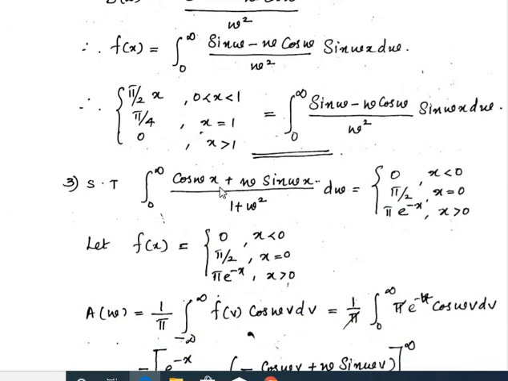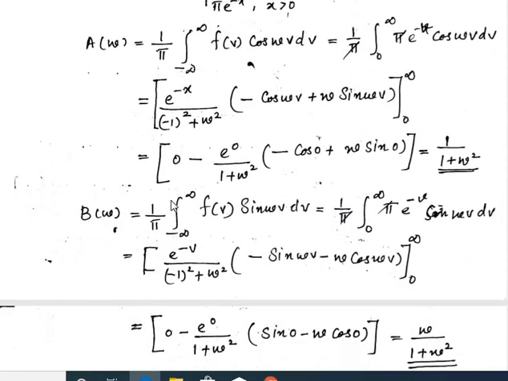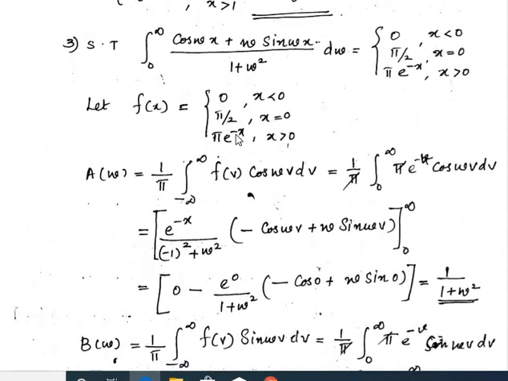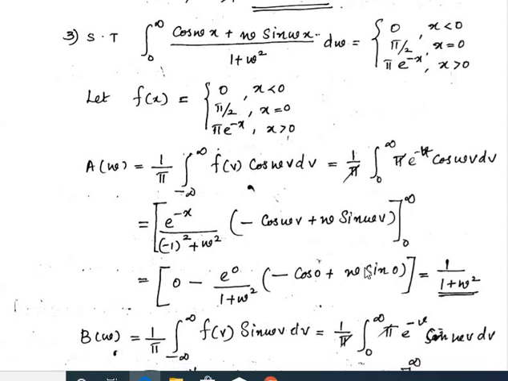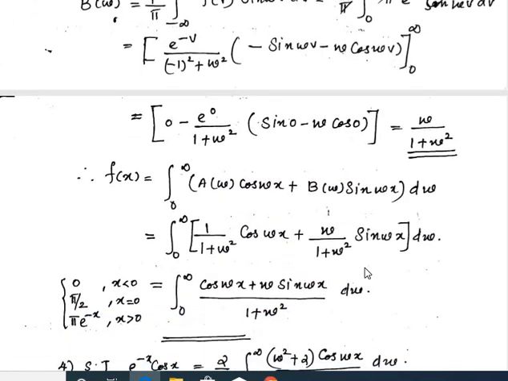That is, this problem: cos omega x plus sin omega x by 1 plus omega square d omega. Here x is combined with both sine and cosine, so we cannot specifically apply the Fourier cosine integral or sine integral. We have to apply the Fourier integral, that is, we have to find a omega and b omega. We take this as the function, and write f of x equal to the Fourier integral representation, and we have to obtain a omega and b omega, with the limits 0 to infinity for the integral. Applying the above formula we can easily find a omega and b omega, and substitute the values in the given function.